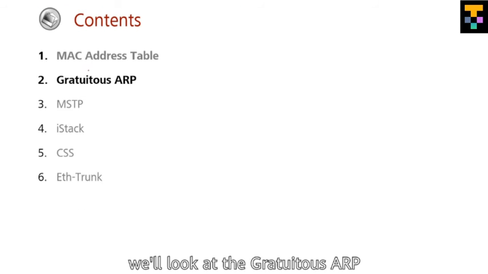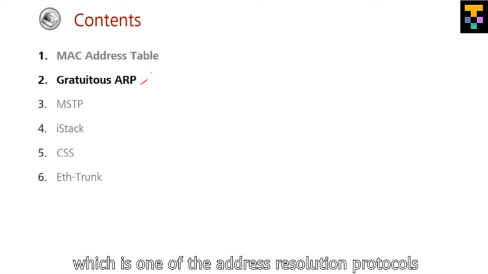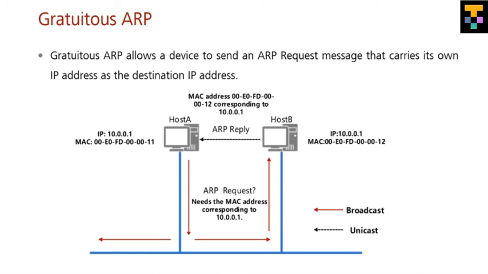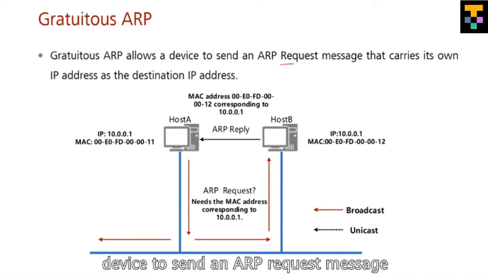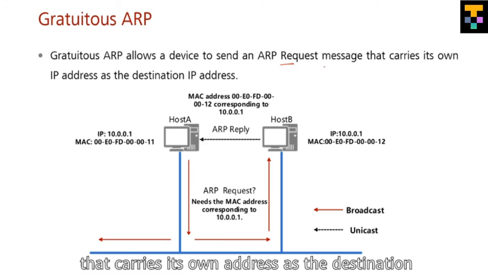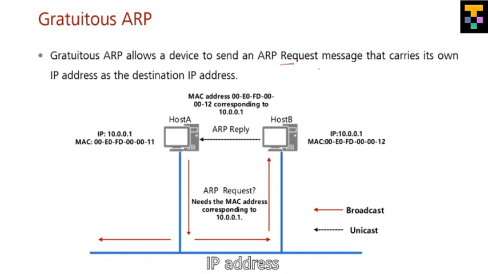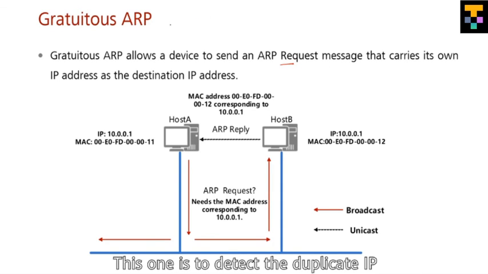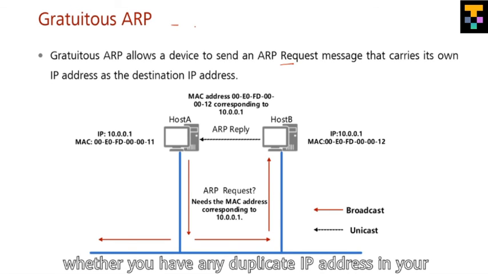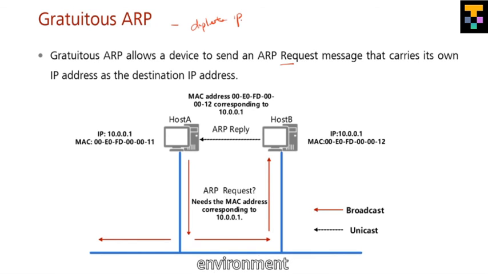Secondly, we look into Gratuitous ARP, one of the address resolution protocols. Gratuitous ARP allows a device to send an ARP request message that carries its own address as the destination IP address. This is to detect duplicate IP, so whether you have any duplicate IP address in your environment.